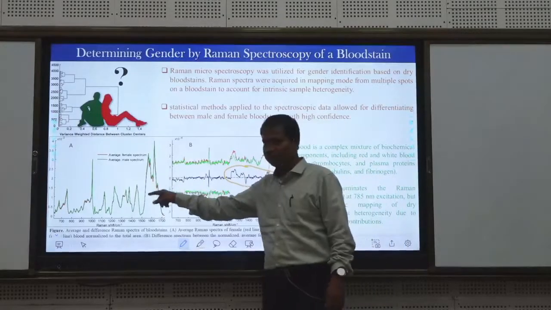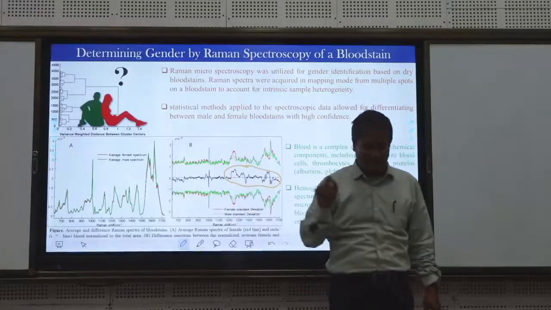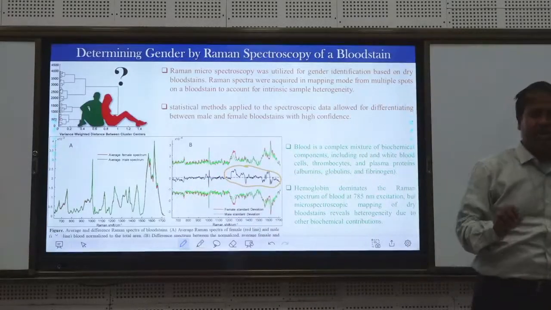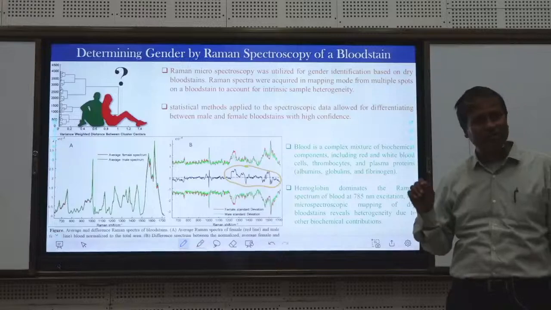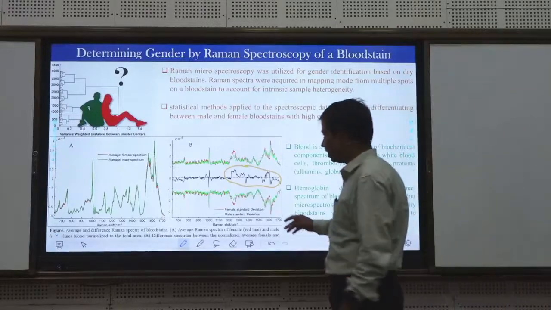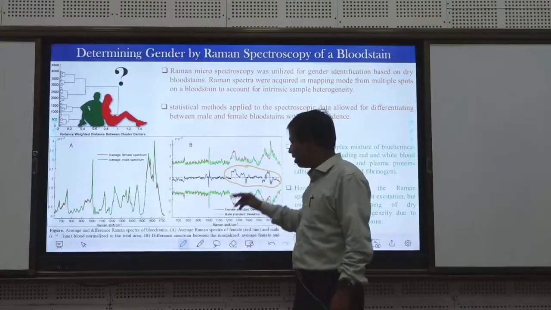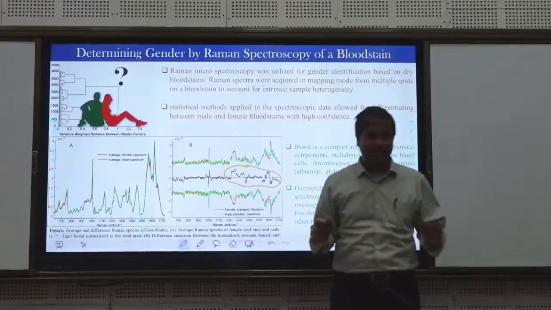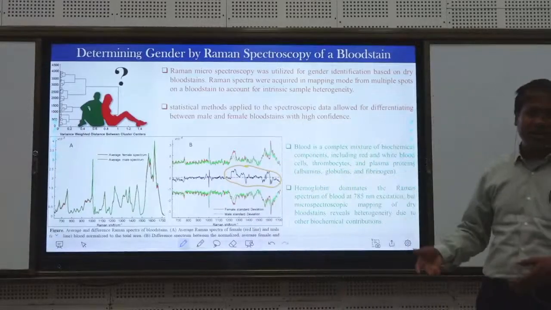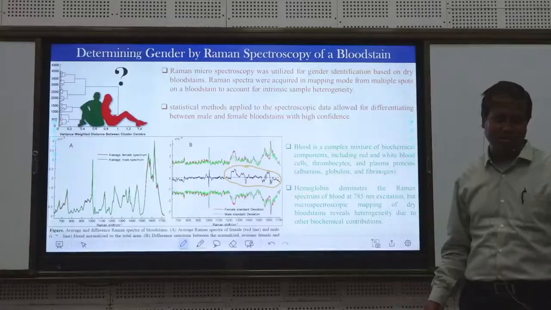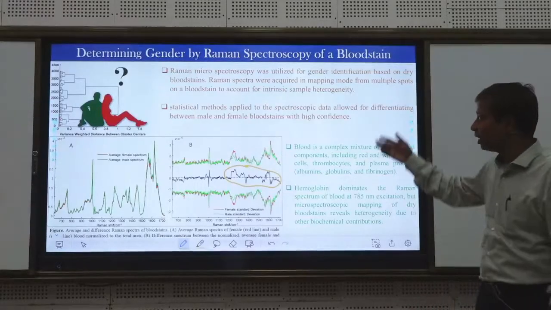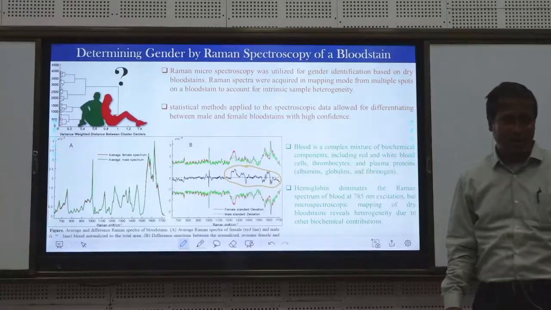This is a subtracted one, subtracting one from another. If this difference is consistent, then you can say, yes, we can somehow tell that there is a male-female difference. But this difference is not sufficient to say that this technique is good for telling whether it is male or female.